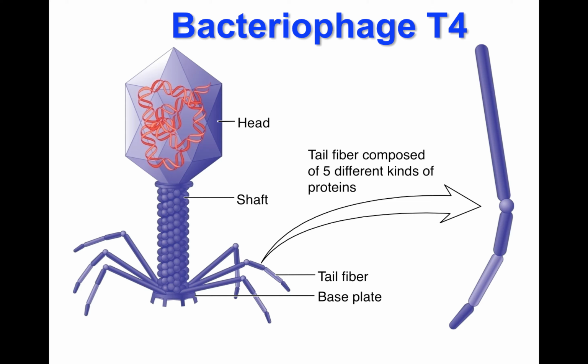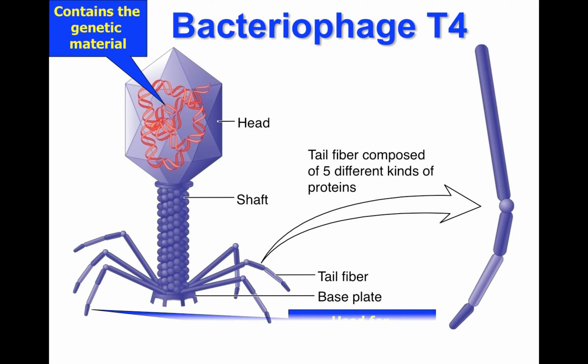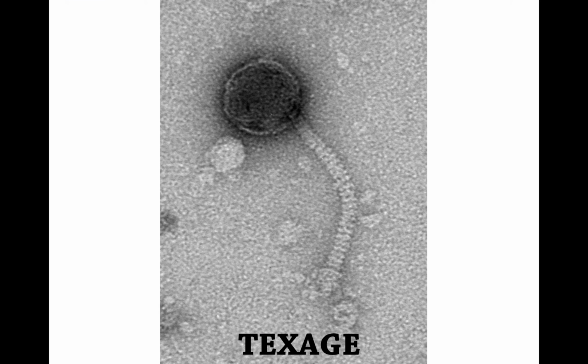Here's our old friend Bacteriophage T4, with 5 different proteins in the tail fibers. It'll be interesting to determine which of these are actually necessary to find receptors on the surface of the bacteria cell. Here's an electron micrograph image of one of our own viruses that we've isolated here at Merrimack College, called Texage, with a long tail. It has tail fibers right down there. You can see them pretty clearly.